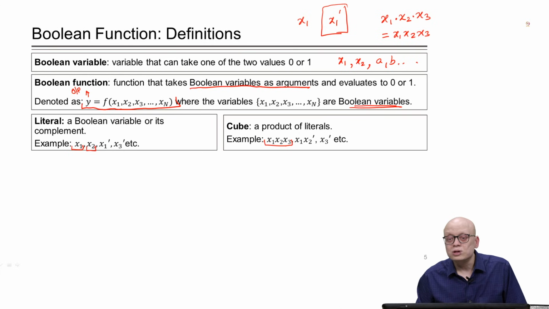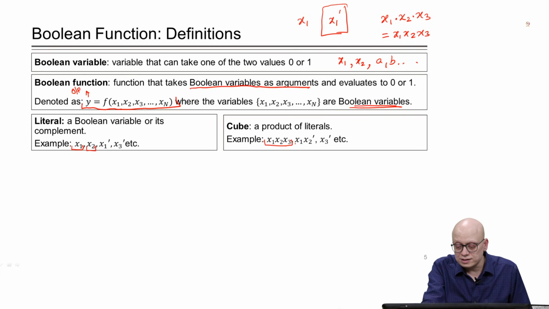Similarly, x1 x2 dash is a cube. Also, the literals themselves are considered as cubes. For example, x3 dash is also a cube consisting of only one literal.